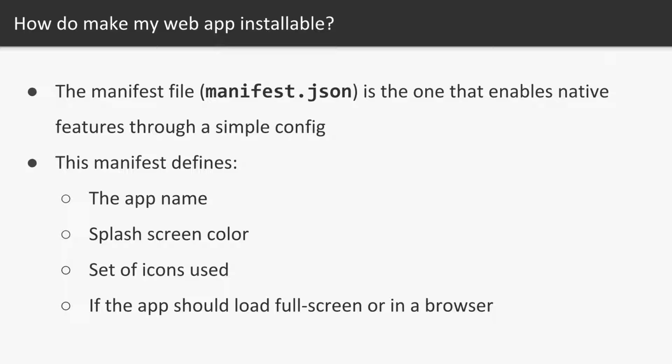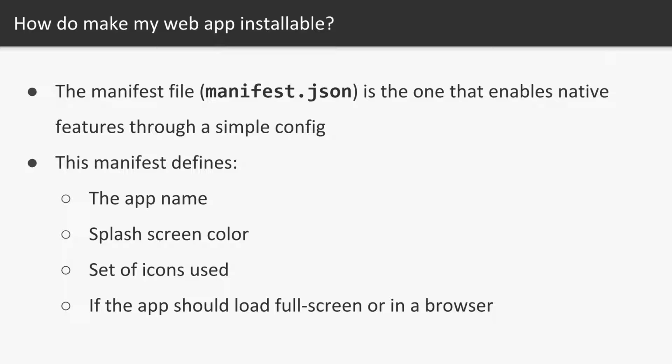file. That's the one that the browser is gonna detect and use as a config file to enable all of these native behaviors. So in this manifest, what we find is basically the application name. So that's the name that's going to show up under the icon of your app once it is added to the home screen of a mobile device.